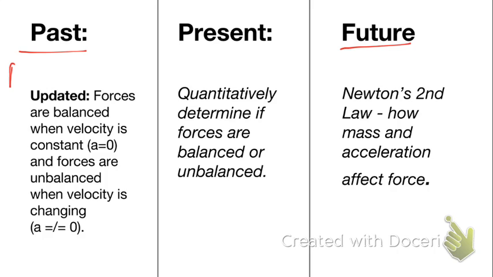Now, in the past we talked about Newton's first law, and Newton's first law says that forces are balanced when velocity is constant or acceleration is zero, and forces are unbalanced when velocity is changing or acceleration is not zero. So when things are all kind of moving along at a constant speed, things are balanced, but if they're speeding up or slowing down, it's unbalanced. And in the future, we're talking about Newton's second law itself, which is all about how mass and acceleration affect force.